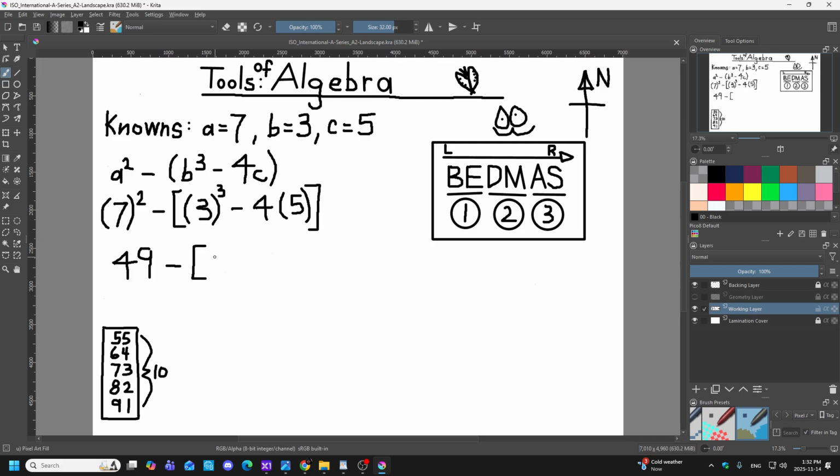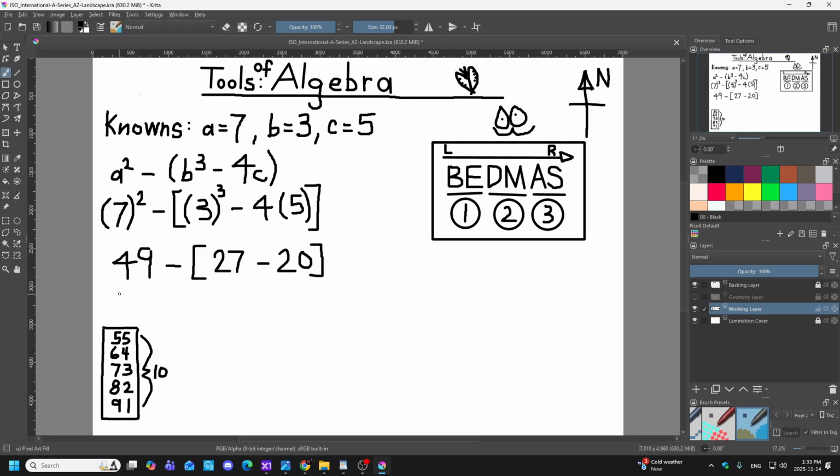Okay, so I'm going to write 27. I don't need any more brackets. Subtract. This is easy. Quick, 4 times 5 is 20. And I'm going to finish with my close bracket. All right, there you have it.